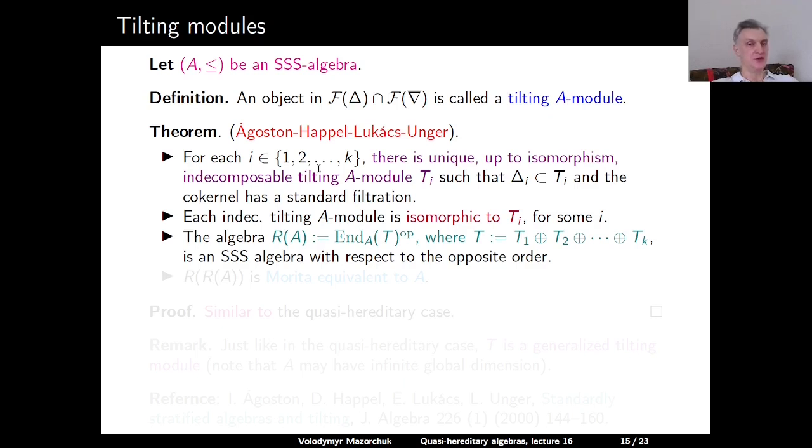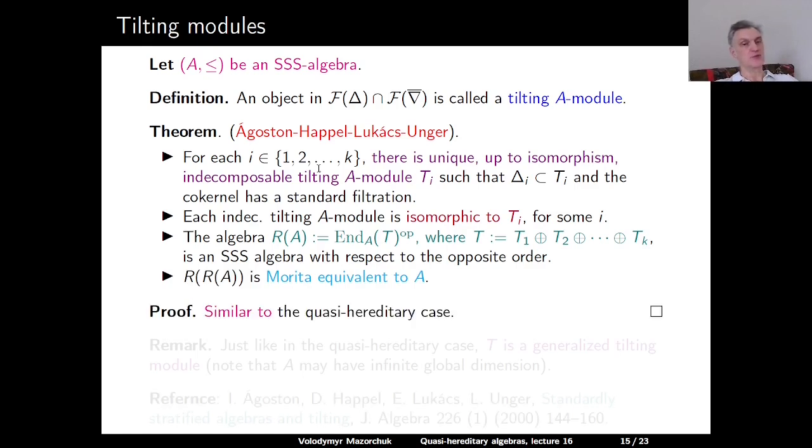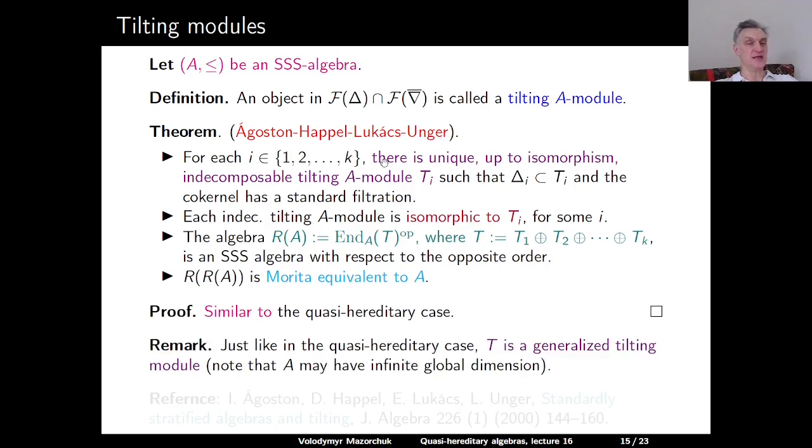So here the Ringel dual is the opposite of the endomorphism algebra of the direct sum of all indecomposable tilting modules Ti. And this is an SSS algebra with respect to the opposite order. And the second Ringel dual is Morita equivalent to A. And this is proved very similarly to the quasi-hereditary case. And just like in the quasi-hereditary case, our characteristic tilting module T is a generalized tilting module.